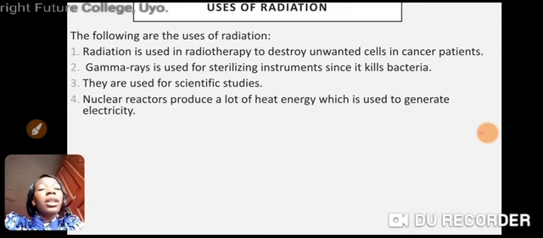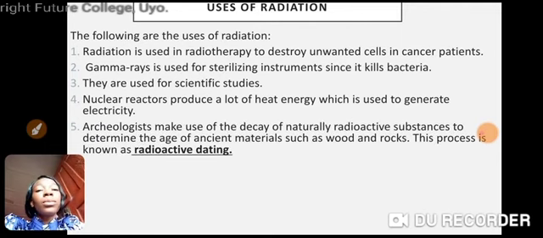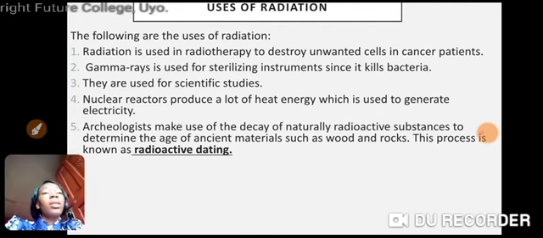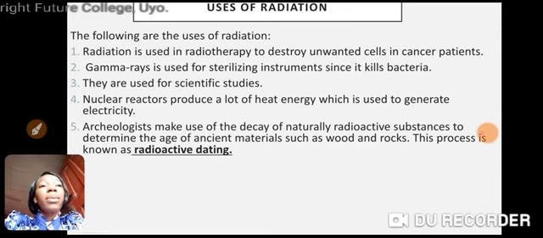Nuclear reactors produce a lot of heat energy, which is used to generate electricity. The energy released during nuclear reaction is used to generate electricity. Archaeologists make use of the decay of naturally radioactive elements to determine the age of ancient materials such as wood and rocks in a process known as radioactive dating. Some people call it carbon dating, which is a method used to find the age of very old objects.